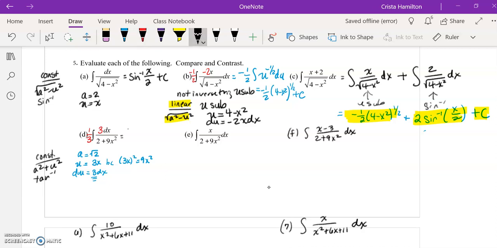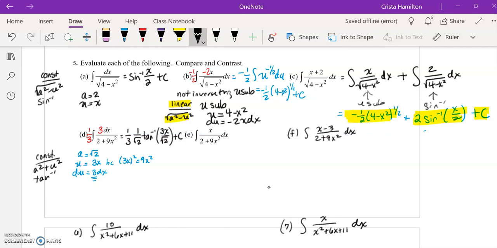And then we simply follow the pattern for the inverse tangent rule. So the inverse tangent rule says my corrector 1/3 times 1 over a, 1 over square root of 2, inverse tangent of the u, which was 3x, over the a, square root of 2, plus c. And so that would finish out our antiderivative in that case.